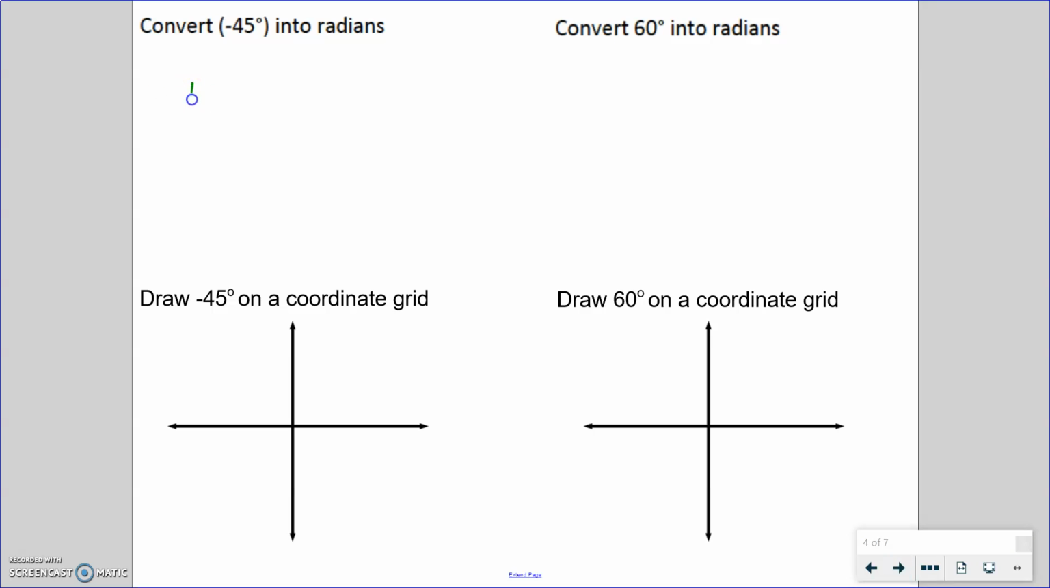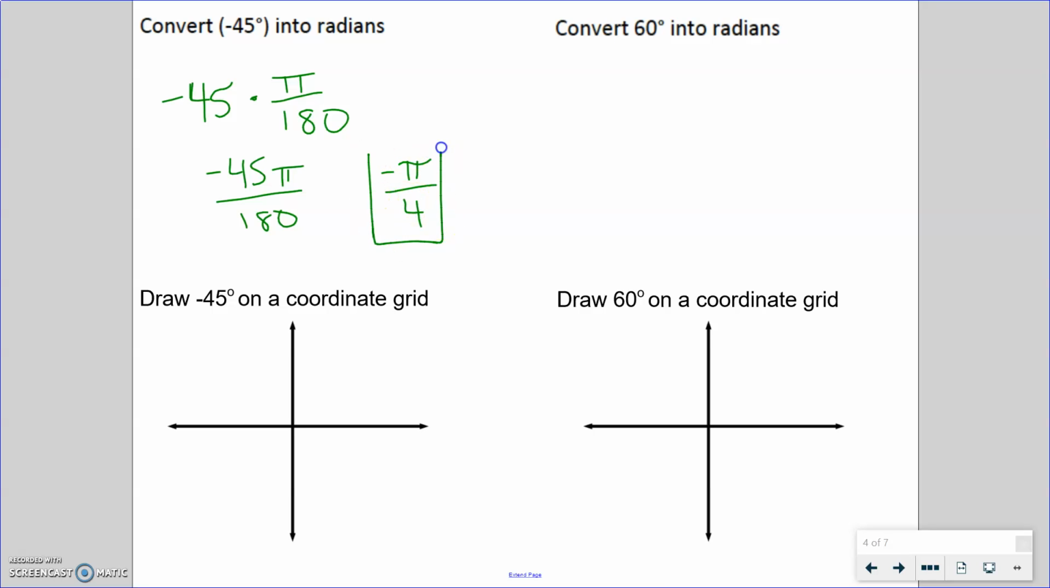So negative 45 degrees into radians is the same thing as what we did in our warm-up, right? I need to multiply by pi over 180 to turn it into radians. So I get negative 45 pi over 180. Off to the side of my calculator, I'm reducing that fraction, which is just 1/4. So it's negative pi over 4 radians.